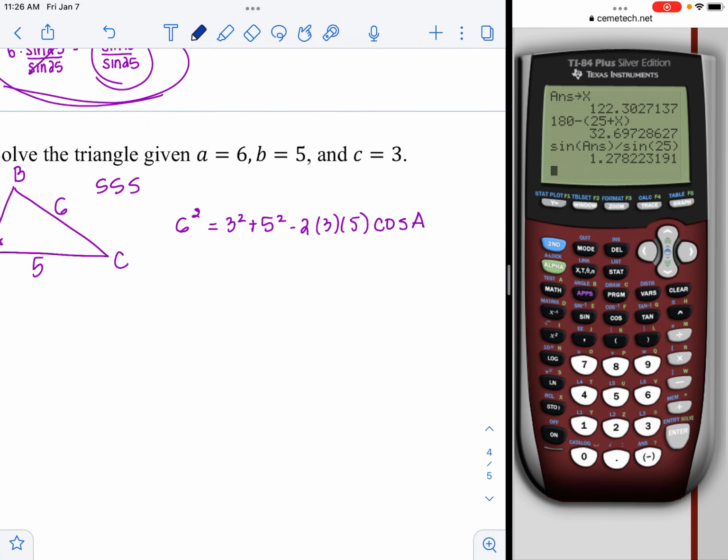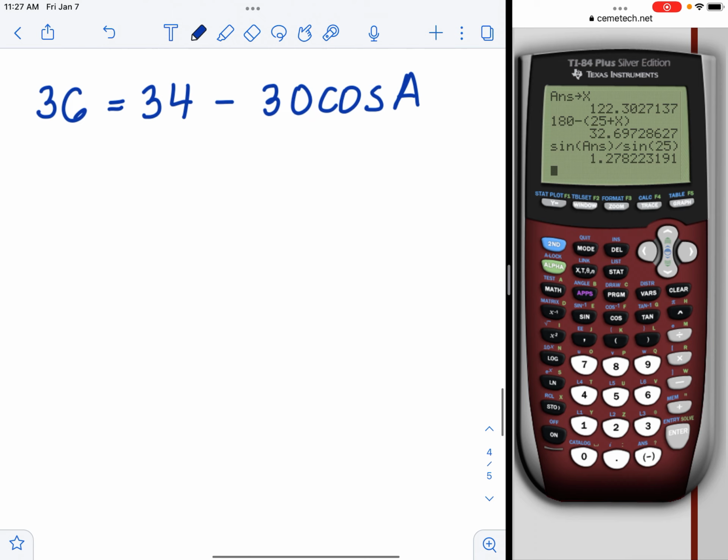Remember, I'm going to do this in buckets to solve this because A is attached to this right now. So I'm going to see what this is, and then what this number is, but I'm going to keep it attached to that. Okay, so 6 squared is 36 equals 3 squared plus 5 squared. So 9 plus 25 is 34. And yes, you can use a calculator, but sometimes mental math is easier. Minus 2 times 3 times 5, 15 times 2 is 30, cosine of A.